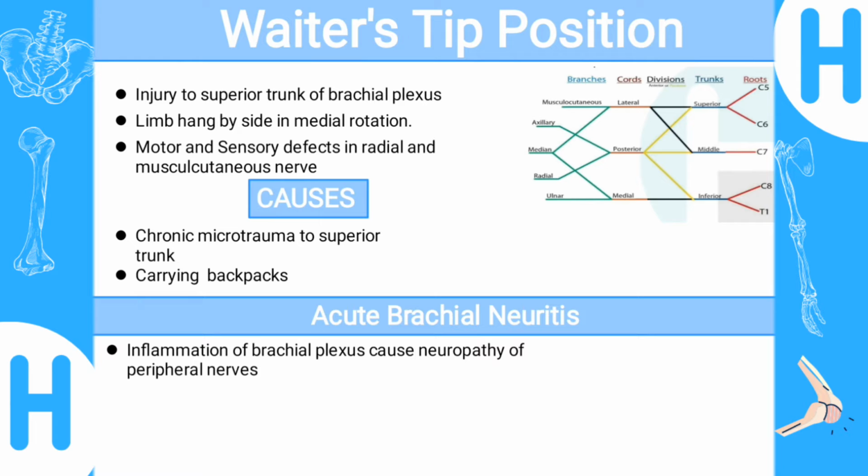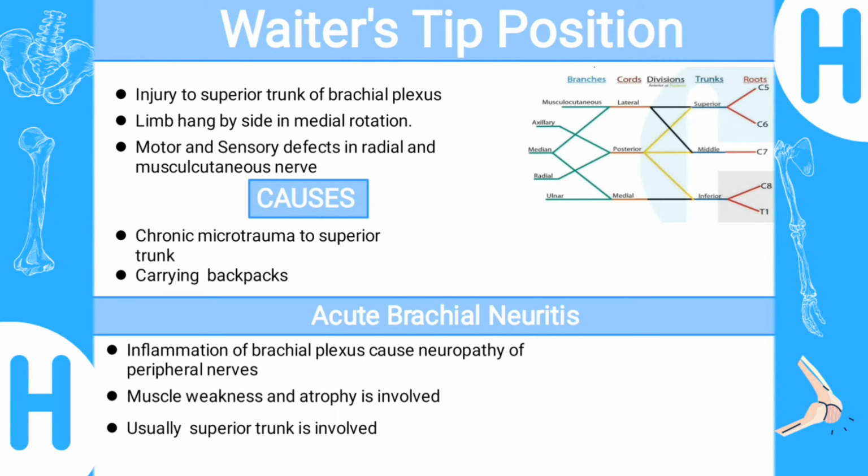Sudden onset pain usually occurs at night around the shoulder, with muscle weakness, and sometimes atrophy is also involved. Usually, the superior trunk of the brachial plexus is involved in acute brachial neuritis. It can be increased by upper respiratory tract infections.